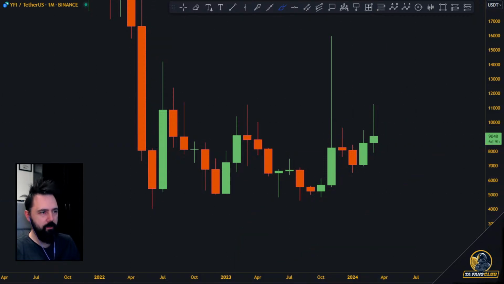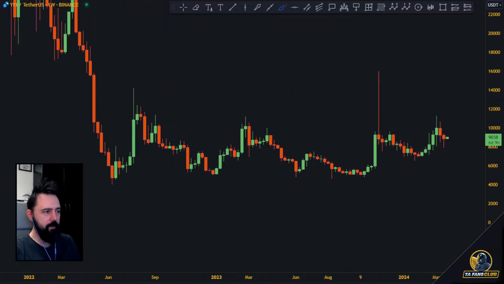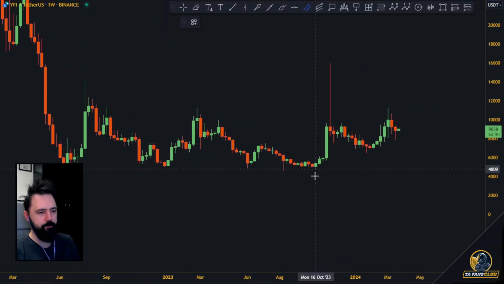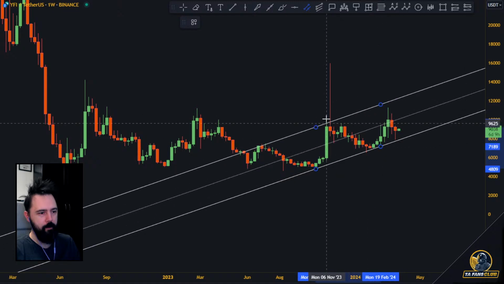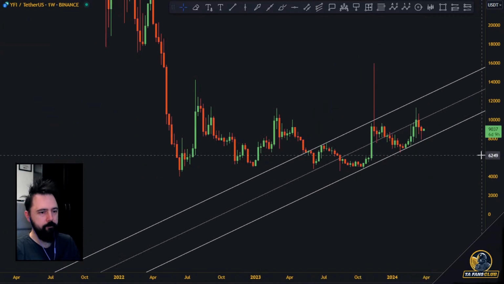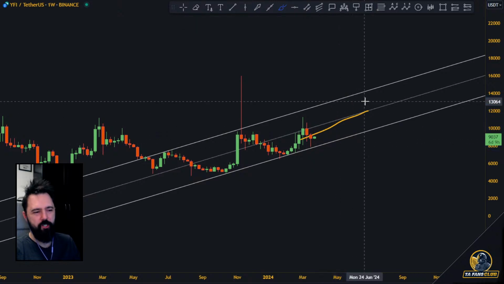So if you go over here, it is close to the breakout. I think it's close. I mean, it went back down to the bottom up here, towards the downside. But again, these channels can take a while, guys. These channels can take a while.